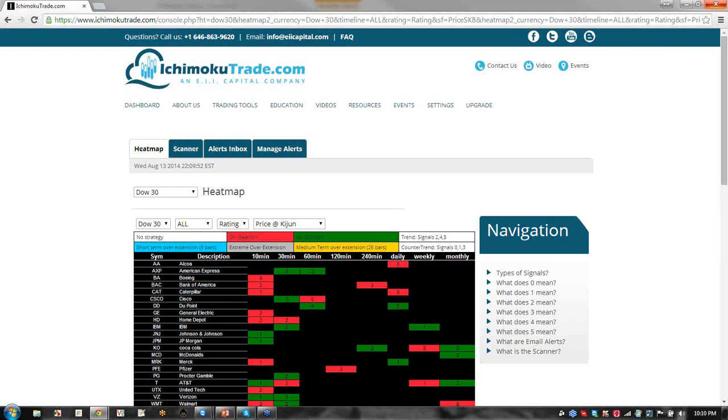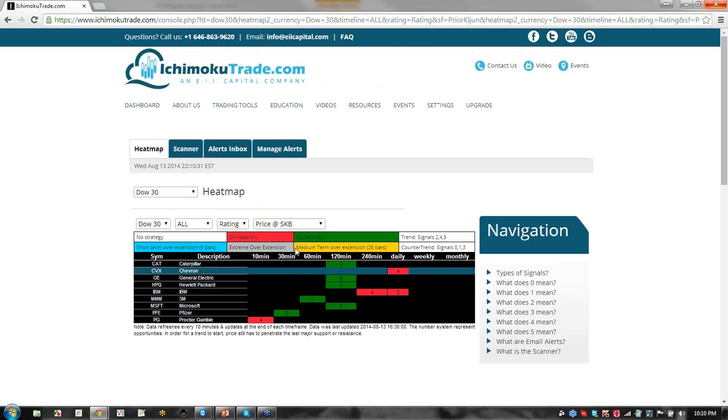Okay? Any questions? Not sure if you guys are comprehending that, but these are very, very powerful, especially this one right here. I live and die by this one, believe it or not, price at the SKB. Because that's one of the strongest support and resistance levels in Ichimoku.